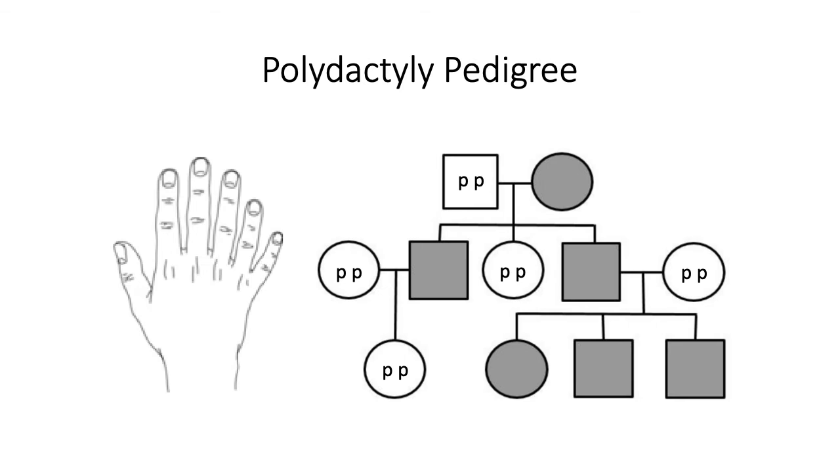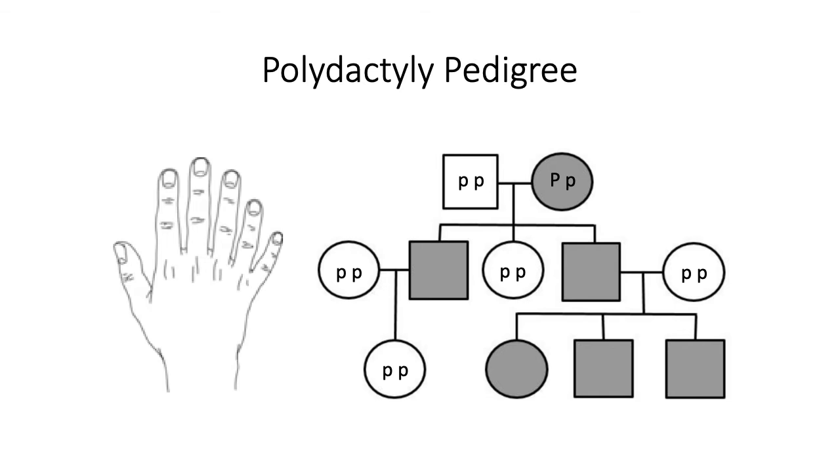So go ahead and pause the video if you need to, and try to figure out if the grandmother in the upper right-hand corner has a big P, big P genotype or a big P, little p genotype. The answer is that she has a big P, little p genotype, and you can tell because she made a little p, little p offspring. In order for that offspring to get 2 little p's, it had to inherit 1 from each parent.